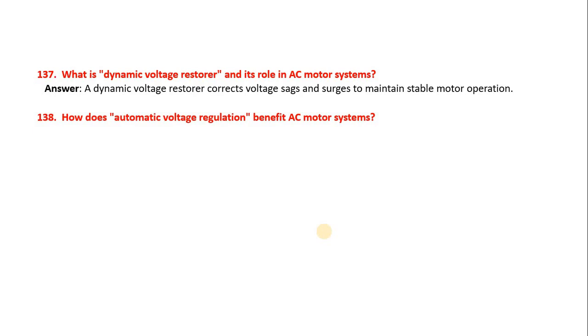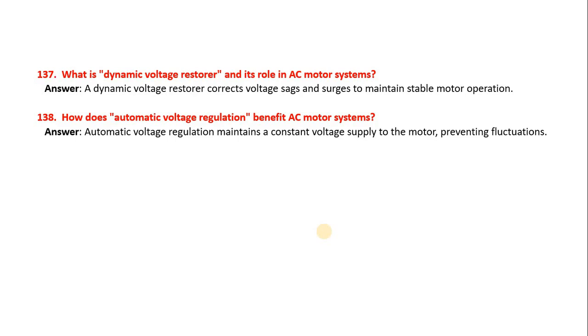How does automatic voltage regulation benefit AC motor systems? Automatic voltage regulation maintains a constant voltage supply to the motor, preventing fluctuations.